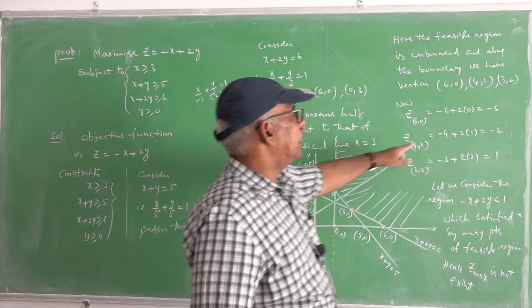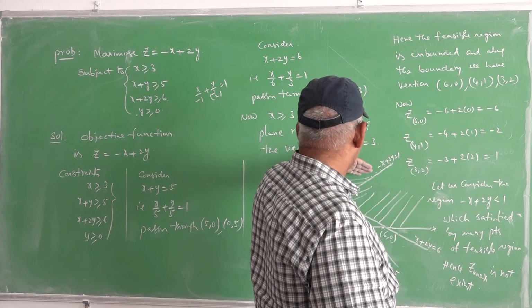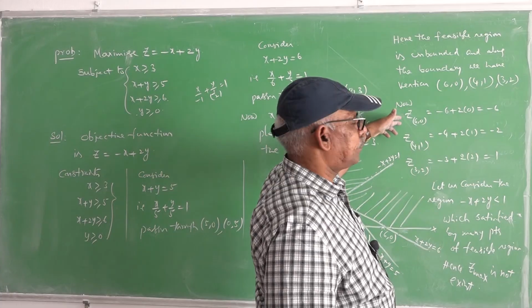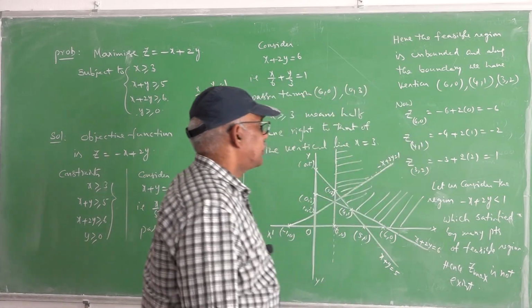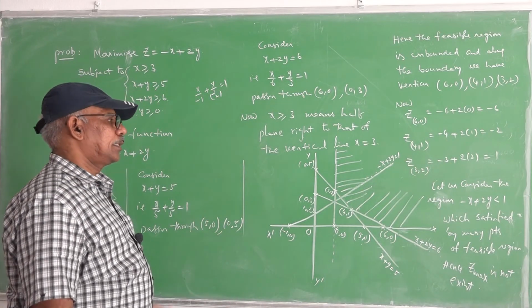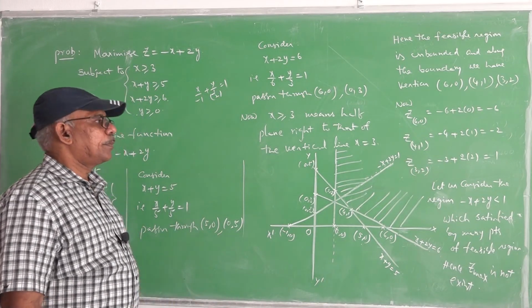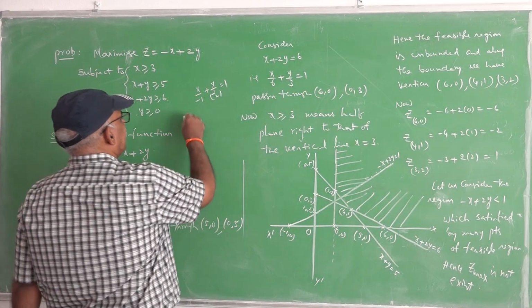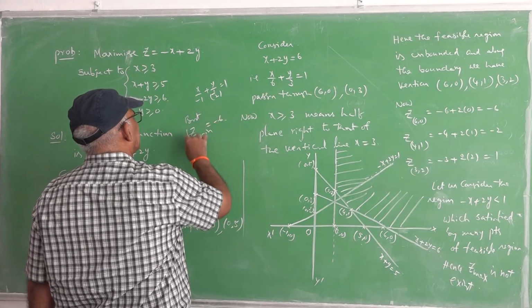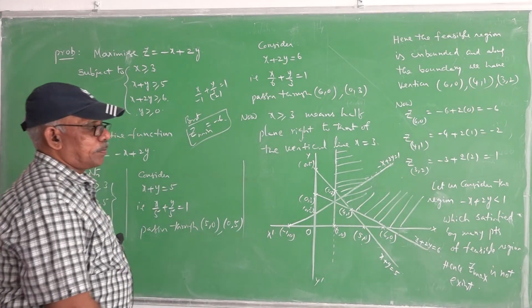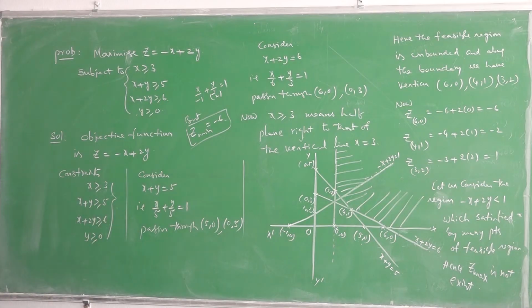The minimum value is here minus 6. You cannot get more than minus 6. So the minimum is minus 6. The maximum is not defined. The z minimum is minus 6. Minimum exists, but maximum does not exist. So these are the problems related to exercise 12.1.